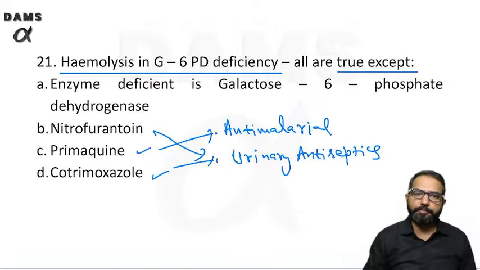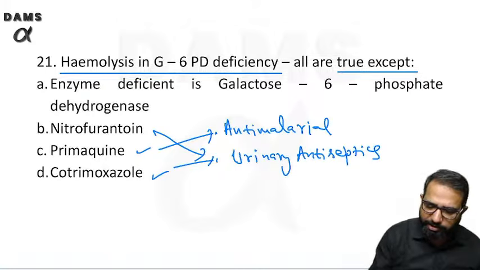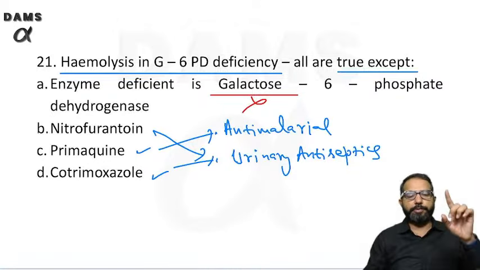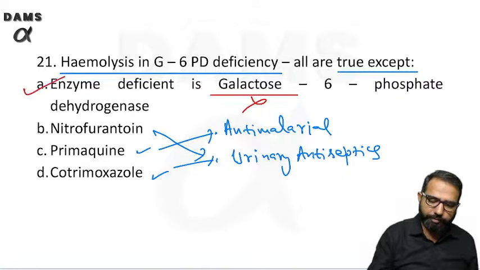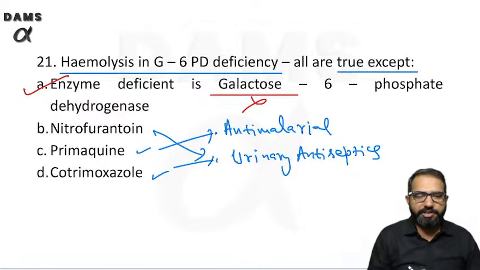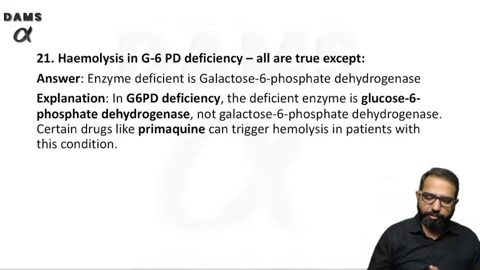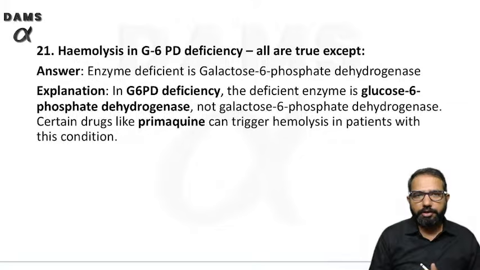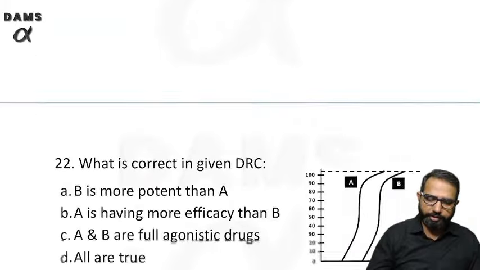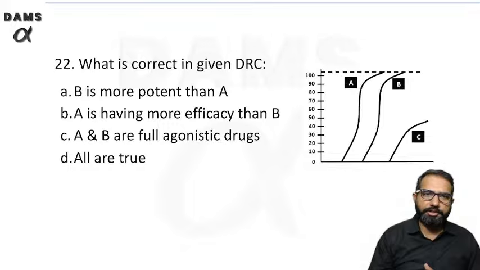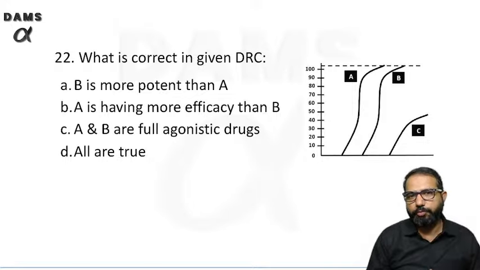Yes, the enzyme is not galactose. The enzyme is glucose 6-phosphate dehydrogenase. Very good, you caught it right. So the enzyme G6PD is glucose 6-phosphate dehydrogenase. So some drugs cause hemolysis in G6PD deficiency, that is glucose, not galactose. Very good. So what is correct in the given dose response curve of a drug?